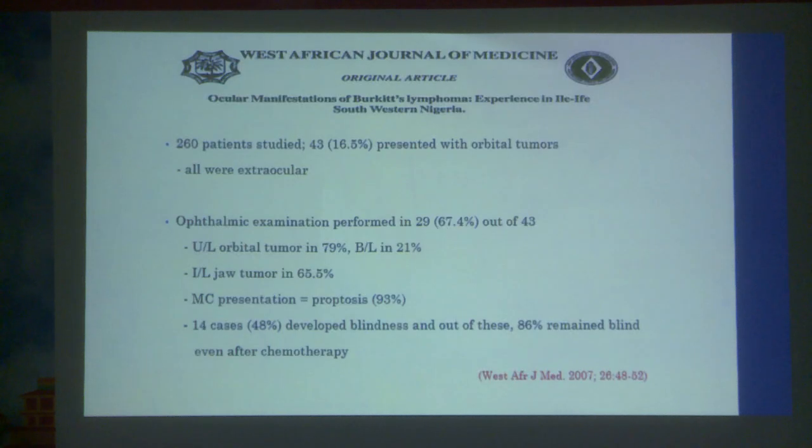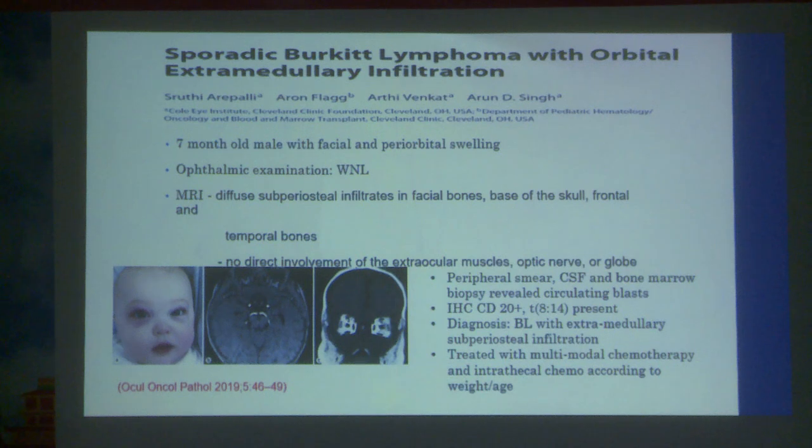A quick review of literature. A West African Journal of Medicine has studied 260 patients of Burkitt's lymphoma. 43 had orbital tumors, out of them 79% had unilateral tumors, 21% had bilateral. Few case studies have also been reported. First one is a 7-month-old male child who presented with a facial and periorbital swelling. MRI showed subperiosteal infiltrates in the facial bone, base of the skull, and frontal and temporal bones.